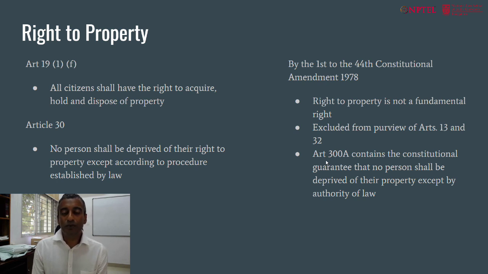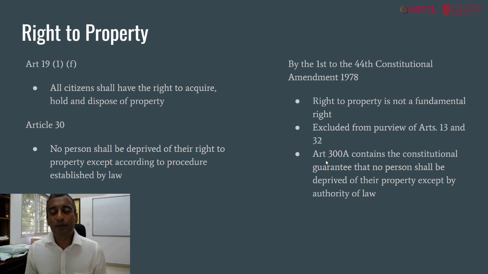What could Parliament do? Parliament immediately set about amending the property clauses of the Constitution. So, by the first constitutional amendment, which began this process in 1950-51, to the 44th constitutional amendment in 1978, the right to property was almost entirely taken out of the Constitution. It is no longer a fundamental constitutional right. It no longer is protected by Article 13 and Article 32, so it's not judicially enforceable.